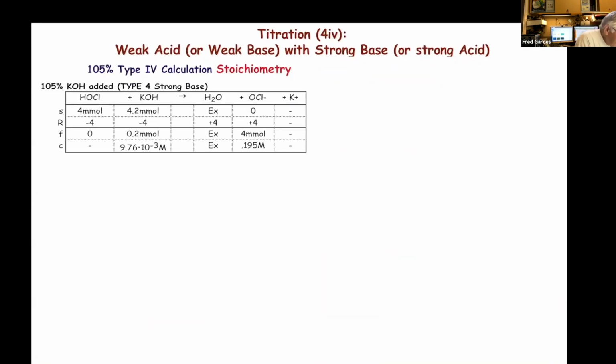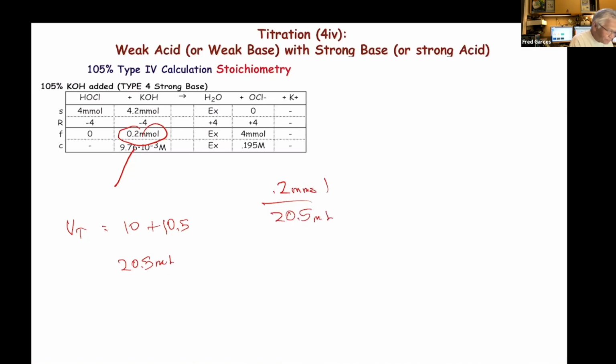Well, this is the amount of base that did not react, 0.2. What is the total volume now? The total volume is going to be 10 from our analyte plus 10.5 from the titrant I add, which is 20.5 milliliters. So the concentration of that excess base that was unreacted is 0.2 millimoles over 20.5 milliliters. That concentration of hydroxide is just 0.2 divided by 20.5. That's 9.76 times 10 to the minus 3. That's my hydroxide ion concentration.